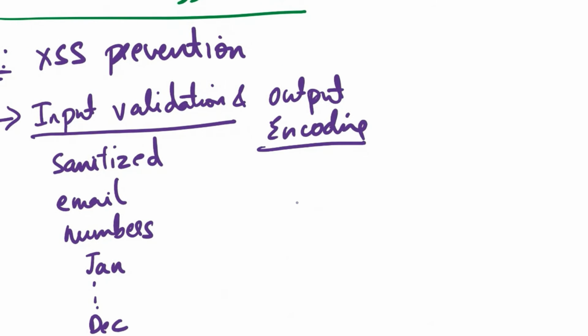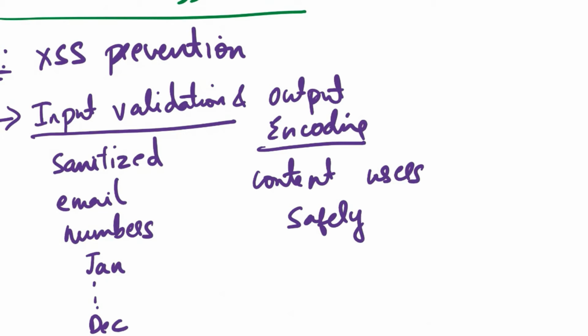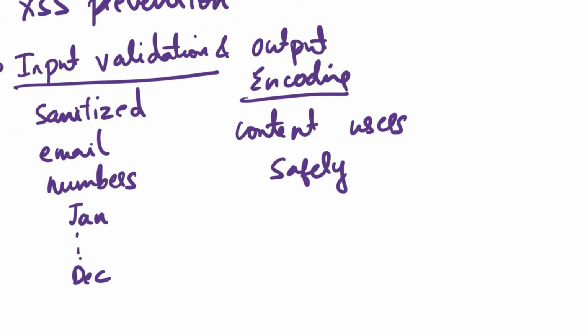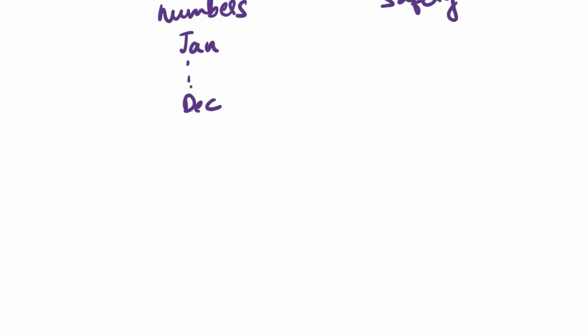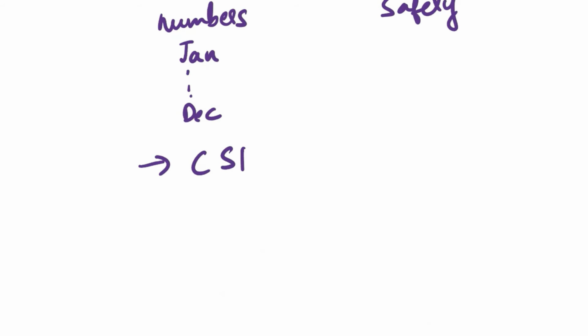Output encoding is to encode or escape user generated content before rendering it in the browser to prevent the execution of malicious scripts. It is nothing but ensuring that the content generated by the users is displayed safely on a web page. It involves taking any text or data provided by users and converting it into a format that the web browser understands as plain text rather than executable code. Another security measure against XSS is content security policy. So you can implement content security policy headers in your web application to define which sources of content are trusted and which are not. This helps prevent the execution of scripts from untrusted sources.